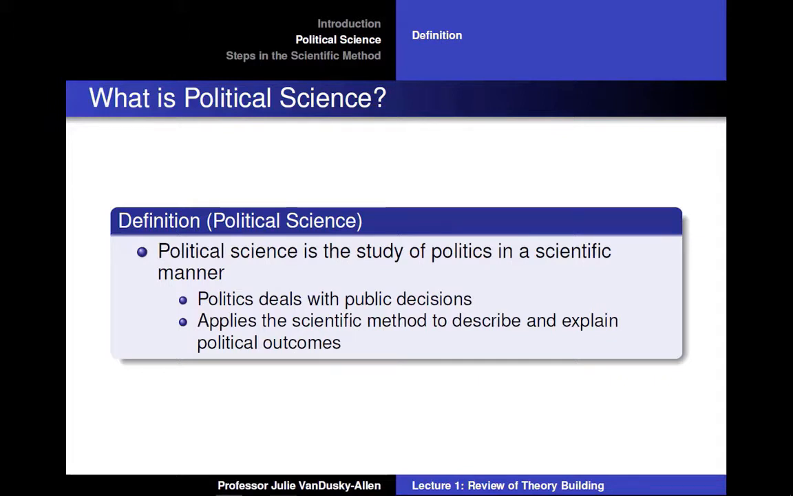Politics deals with any outcome that is related to public decision making. These outcomes could include many topics, such as voting behavior, the legislative process, or interstate war. Political scientists use the scientific method to describe these political outcomes and explain why these outcomes occur. There are 5 steps in the scientific process. You will be following these steps in your research project this semester.